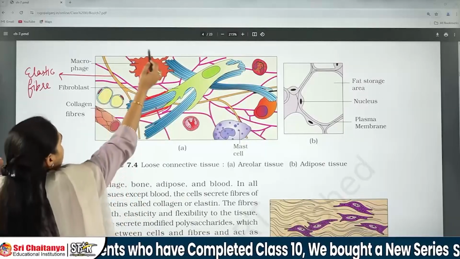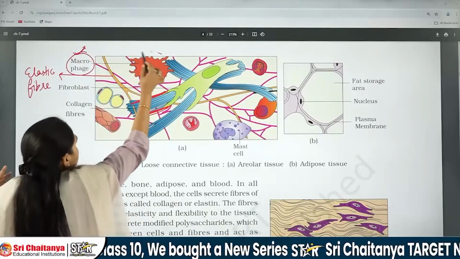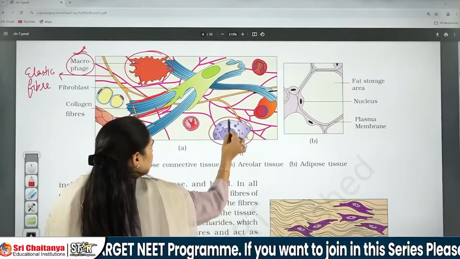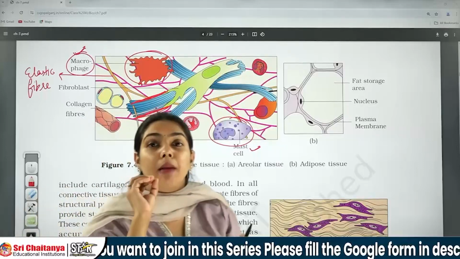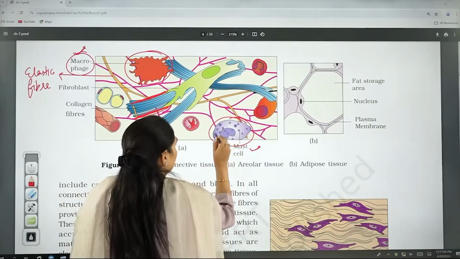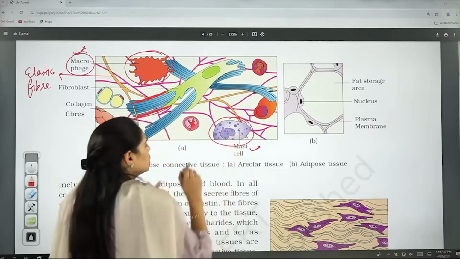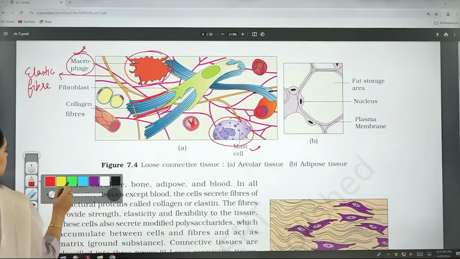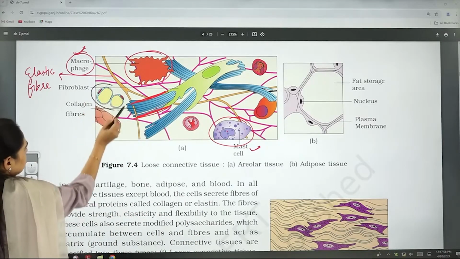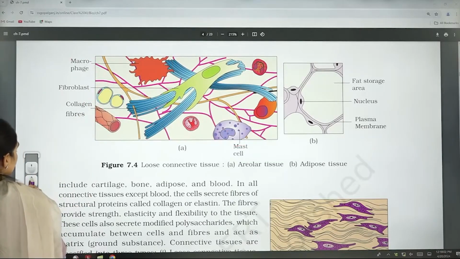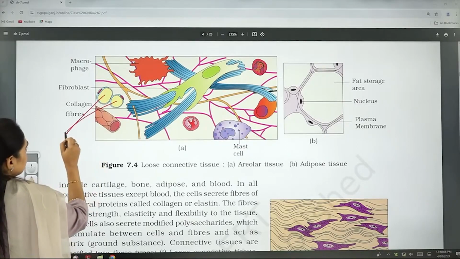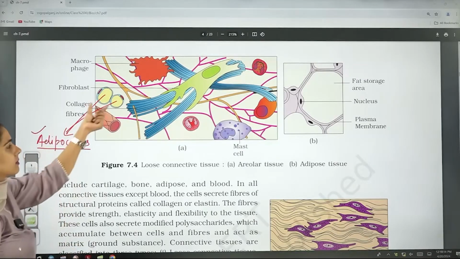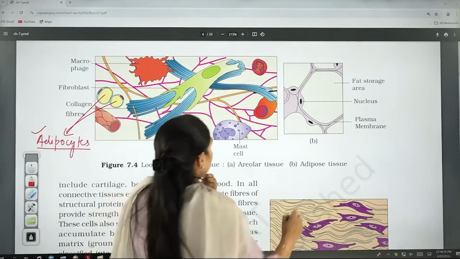Next thing, can you see a big cell which is known as macrophage? This is macrophage. Then can you see a cell which has a dotted appearance? This is the mast cell. These dots are the chemicals which it secretes. Then you can also see two cells together here. These are the adipocytes. These cells store fat.